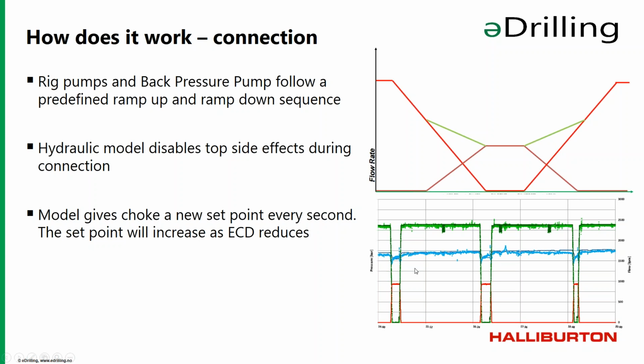This is a graph from an operation that we've had showing 3 connections. You can see in dark blue the desired bottom hole pressure, and then you've got the modelled bottom hole pressure. This peak here is 2 bar. The dark green going down here is when the downlink is performed during drilling. The red here is the back pressure pump going up and down.